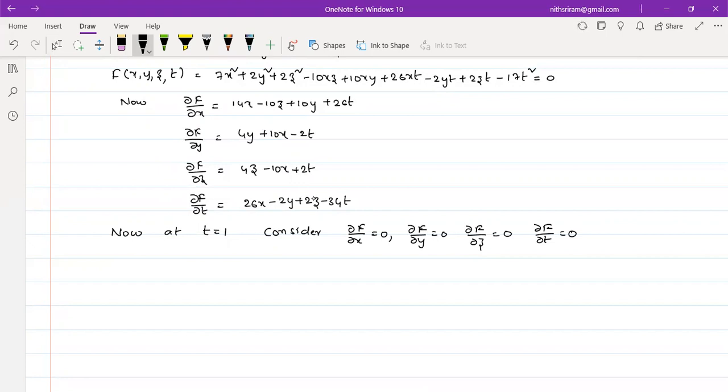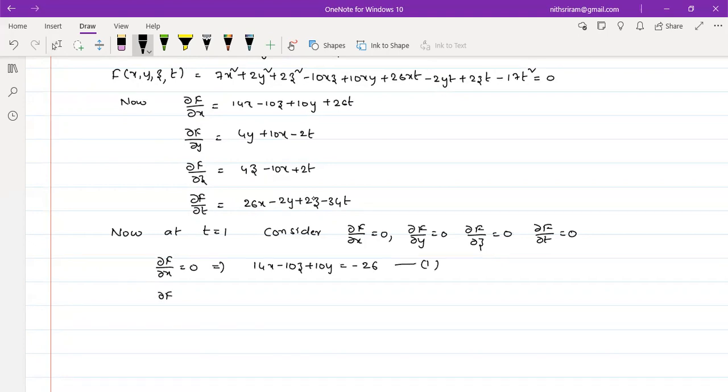Okay, so in place of t, I am writing 1 in the partial derivatives. So that we get dou f by dou x is equal to 0, which implies 14x minus 10z plus 10y plus 26 is equal to 0. If you write that 26 to the right side, we get minus 26. We have to put t is equal to 1 and equate dou f by dou x to 0, so that we get this equation. Treat this as equation 1.